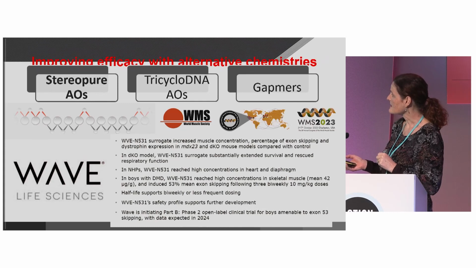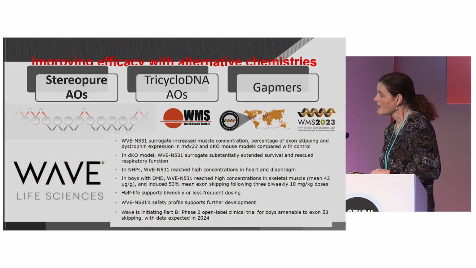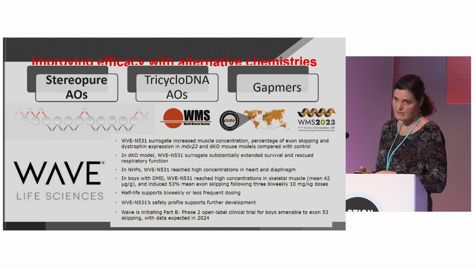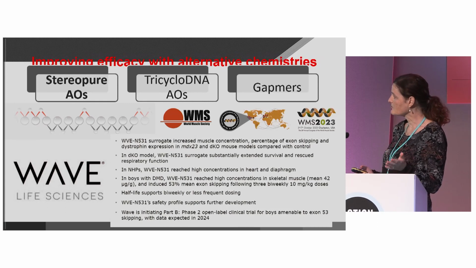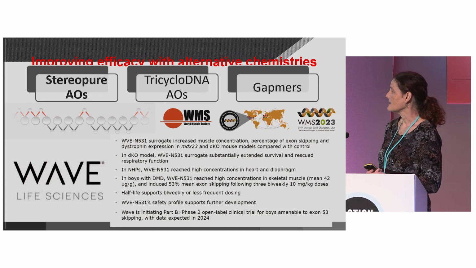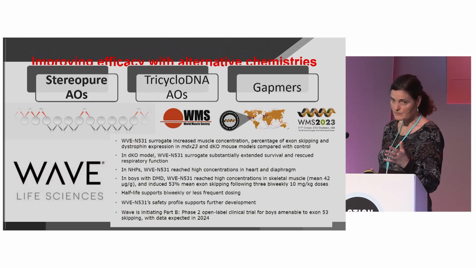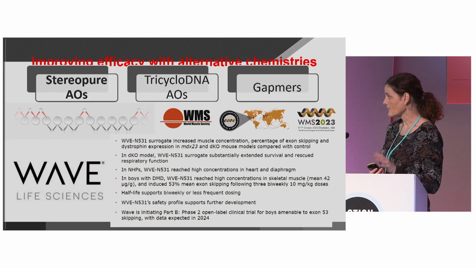And very recently, in October, at the World Muscle Society, they presented on their exon 53 trial. They went through animal models and showed that they get enhanced exon skipping, and it improves survival and rescues respiratory function. They also showed in non-human primates that they get high levels of delivery into the heart and diaphragm. So that's all very positive.